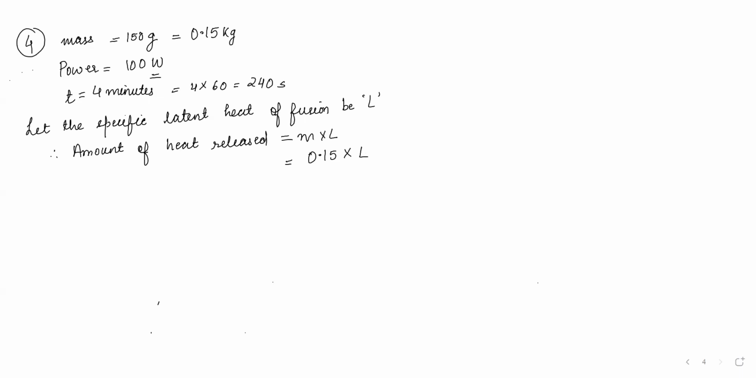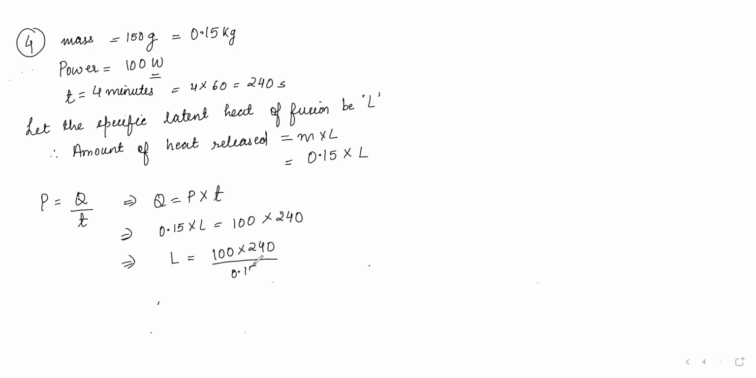Power is equal to Q divided by T. So if we have to replace the values, power has been given. This implies Q will be equal to power into time. So just replace the values: 0.15 into L is equal to power, which is 100, into time, which is 240. So this further implies that L will be equal to 100 into 240 divided by 0.15.